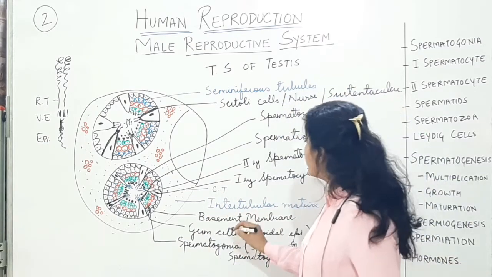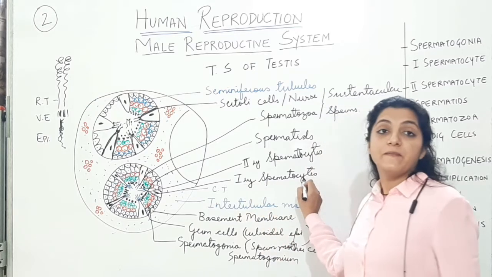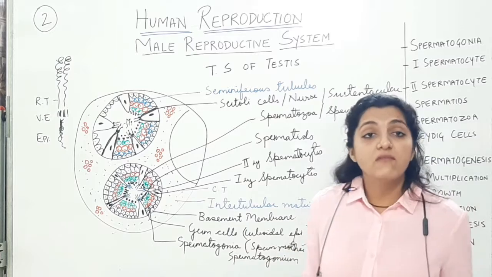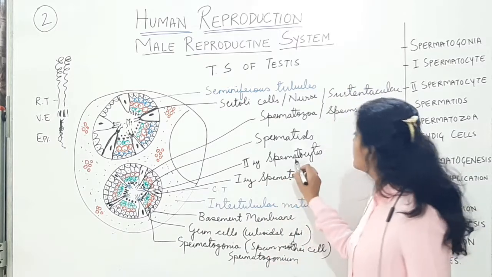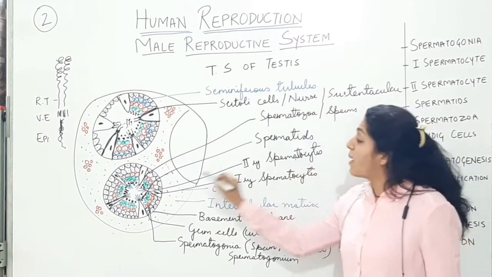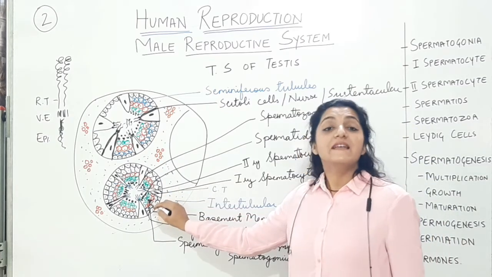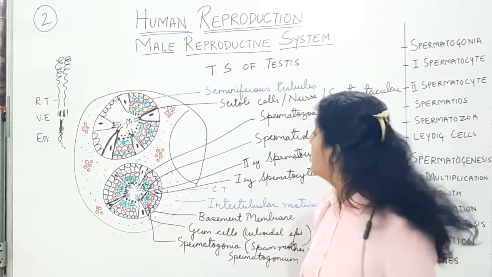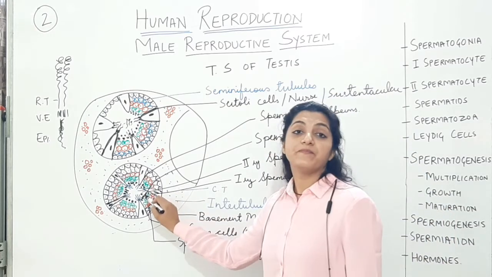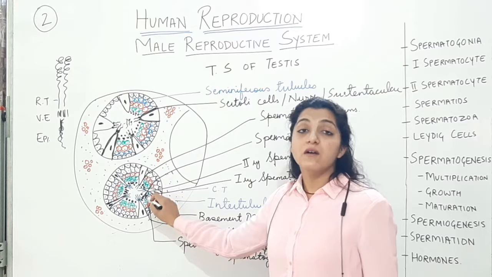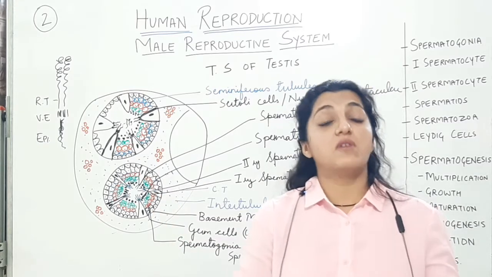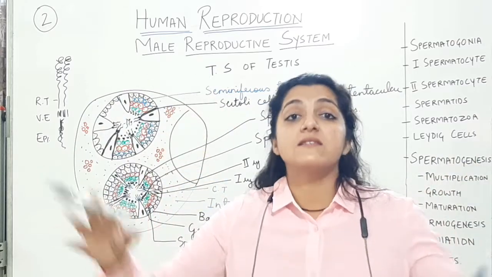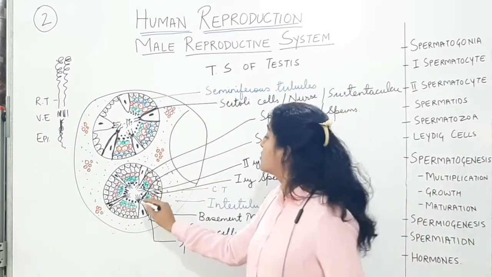These will become primary spermatocytes. This primary spermatocyte is going to undergo meiotic division. It is going to produce the secondary spermatocyte, which you can see here. These secondary spermatocytes again undergo meiotic division. They produce the spermatids. Spermatids undergo morphodifferentiation. Their shape changes, their size changes, from smaller size to bigger size, and the shape of head and tail forms.